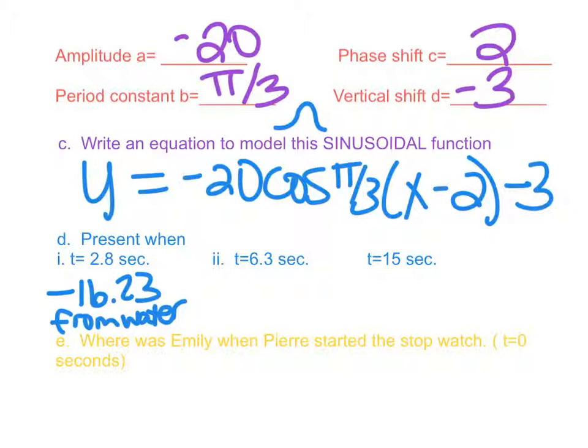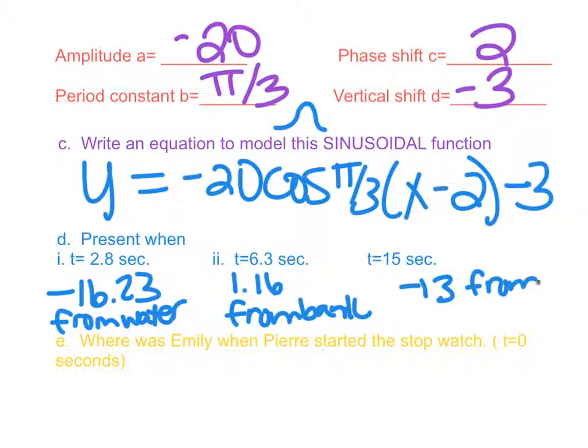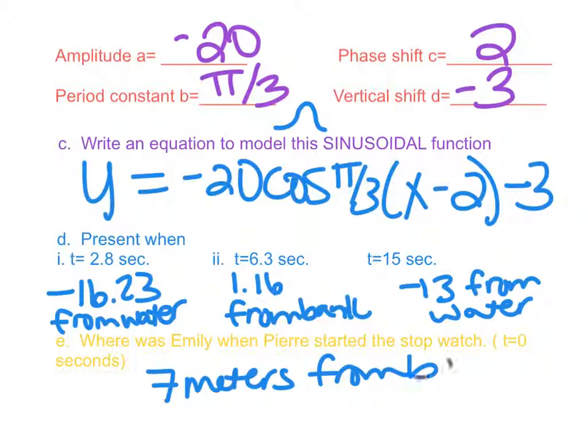If I plug in 6.3, I'm going to get 1.16. That's how far you are from the bank. So this basically means that you're on land and you're that far from the water. 1.16 means you're over the water and you're that far from the bank. 15 gives me negative 13, which means I'm that far over the bank from the water. And at t equals 0, that's 7 meters from the bank. And since it's positive, it means I'm over water.